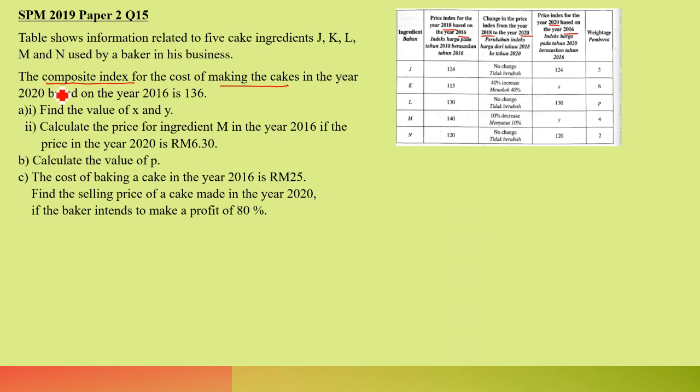So it is very important for you to know what information is given. The composite index for making this cake is given for 2020 based on 2016. The composite index is 136. Okay, so we leave this first. We need to find some other information before we can use this. So question A part 1, they ask you to find the value of X and Y. Okay, X is this and this is Y. For ingredient K, you need to find the price index 2020 based on 2016.